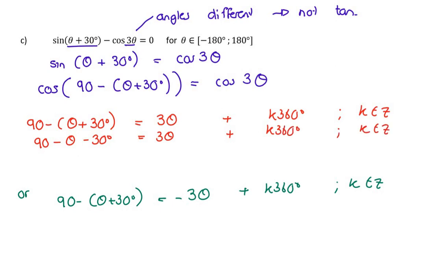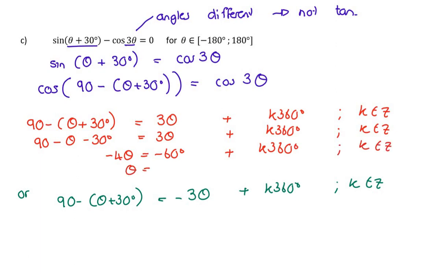So now I probably would bring my 4 theta to this side, but anyway, I'll bring my 3 theta to the left, and 90 minus 30 is 60, so if I take it over, it's negative 60. And then finally, I would divide by negative 4.